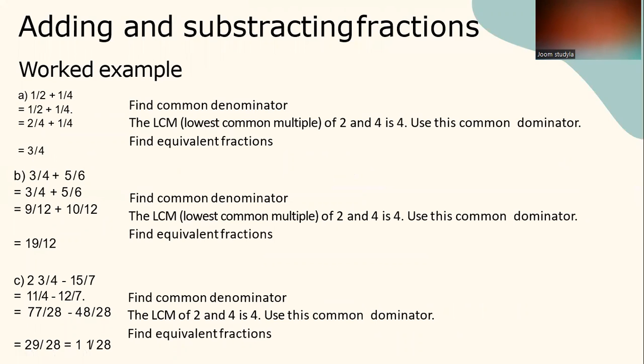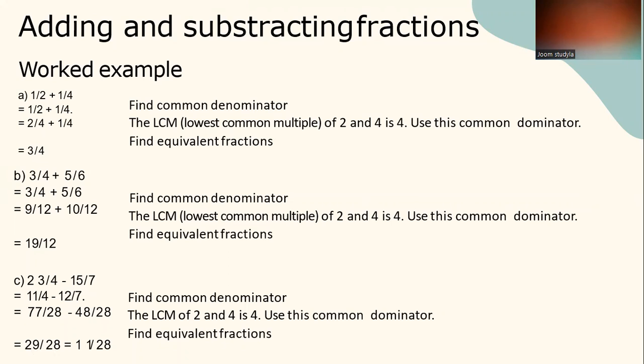Let's look at some examples regarding adding and subtracting fractions. A, 1 over 2 plus 1 over 4. First of all, you have to find a common denominator. In this case, we can see it is 4. Why 4? Because 2 times 2 is equivalent to 4, and 4 times 1 is equal to 4.